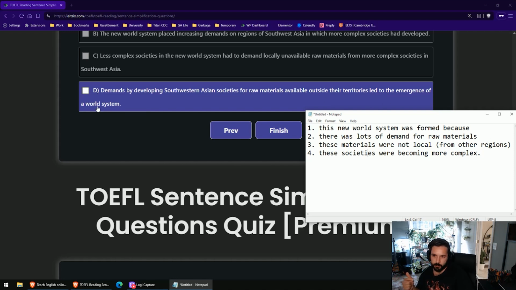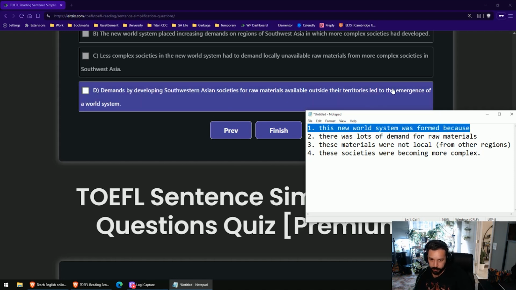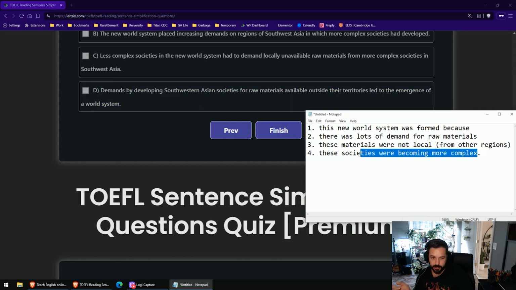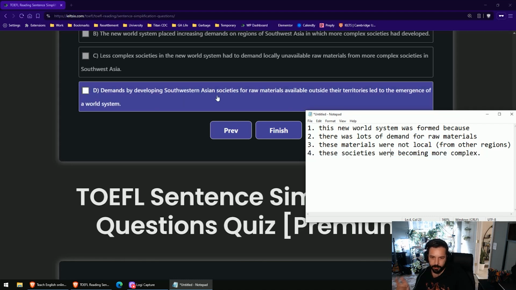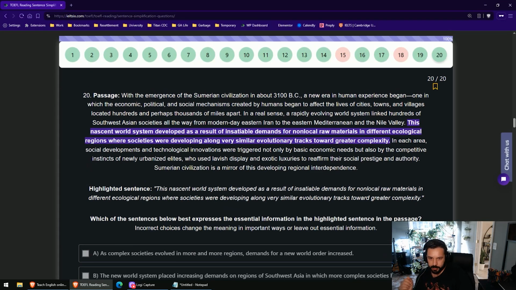Demands by developing Asian societies for raw materials led to the emergence of a world system. So there was a new world system formed, true, and it was because of the demand by some developing societies, meaning they were becoming more complex, so everything matches so far. And it was raw material available outside their territories, meaning this one. So that has to be the correct option.